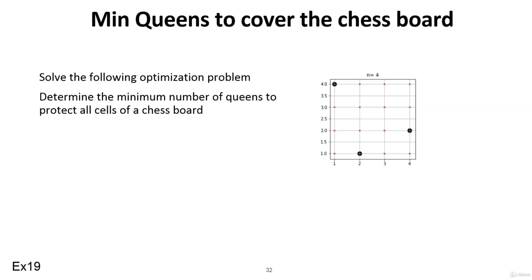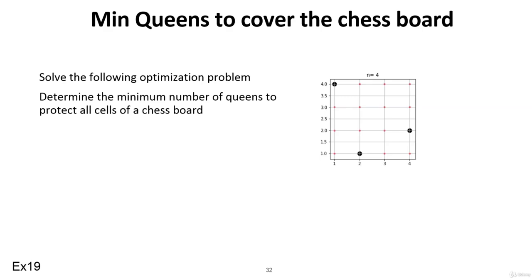Okay, this example is referring to the problem of minimum queens to cover the whole chessboard. Suppose we have a chessboard with a given size. As you know, chessboards are 8 by 8, but suppose a very special case, it is 4 by 4, and we want to know what is the minimum number of queens required to protect all of the cells. And these queens should not attack each other.